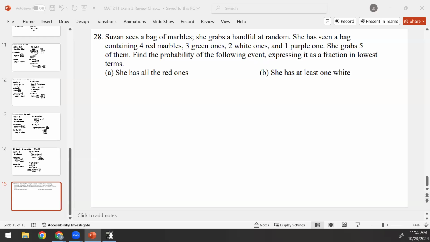Okay, so I'm just gonna rapid fire through these ones, it's the same problem, right? Nothing has changed. So the first thing is, what's the total? Well, the total is 4 plus 3 plus 2 plus 1. So that's going to be equal to 10. So you have 10 marbles. And then you're grabbing, sorry, your hand is equal to 5. Okay. So find the probability she has all the red ones. Okay. So E is equal to all red.